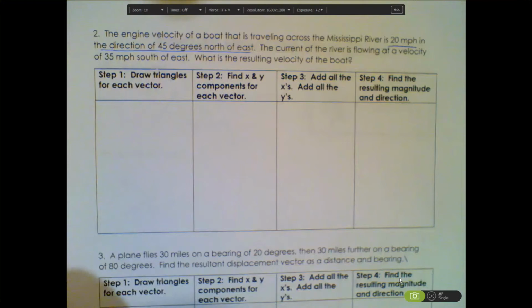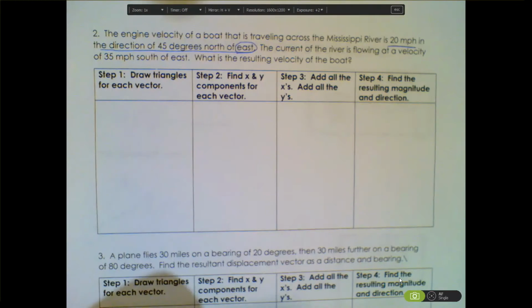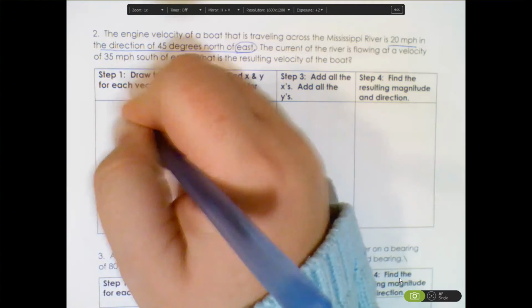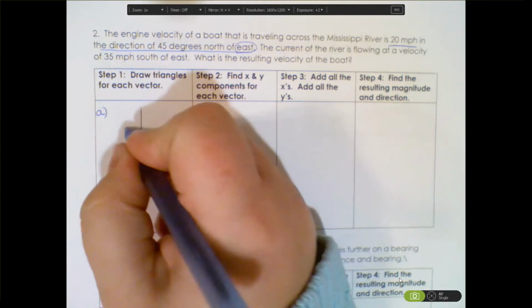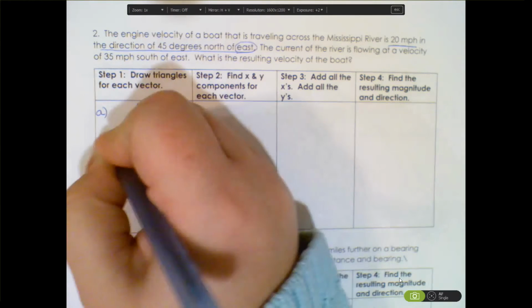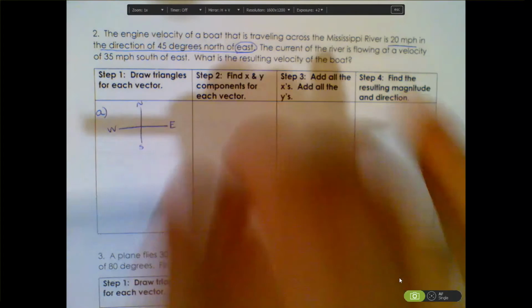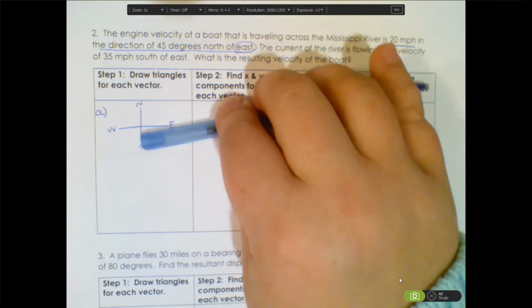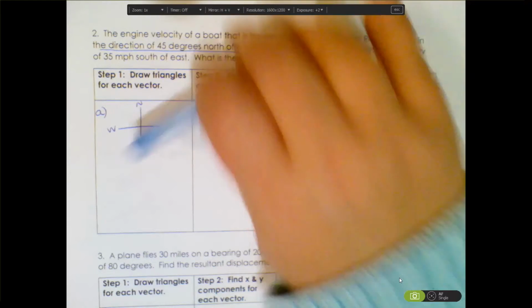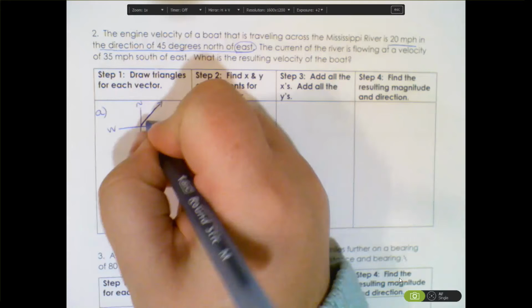So we have two vectors here. Vector 1, 20 miles per hour in the direction of 45 degrees north of east. I'm just going to draw a coordinate plane to start with. Actually, north, south, east, west can be helpful. When I draw this vector, I want to do 45 degrees north from the east. So starting at east, we're going to travel up 45 degrees. So my vector is headed in this direction, and this is 45 degrees.